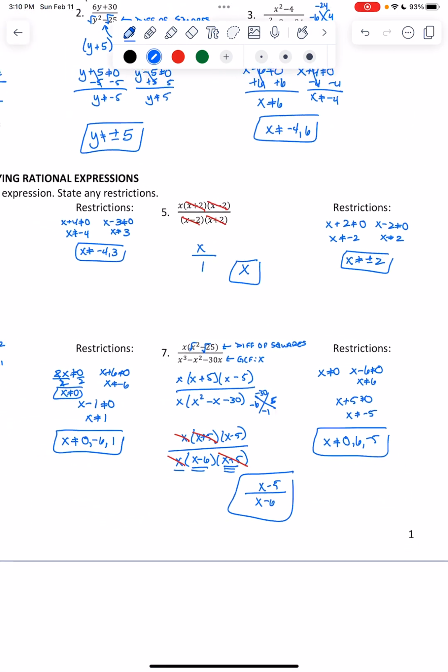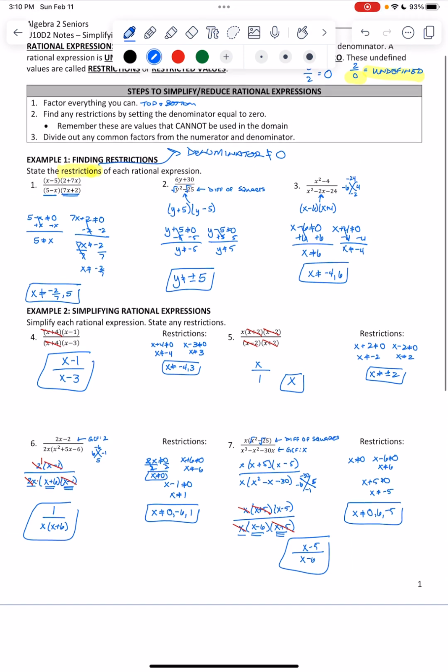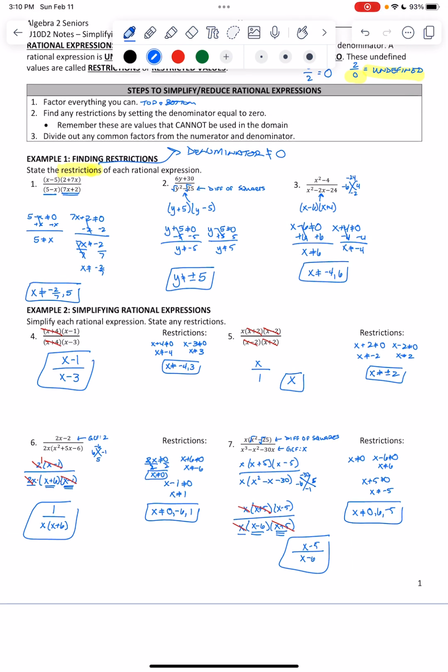So that's how we're going to find restrictions and simplify rational expressions, all right? So try out that homework and let us know if you have any questions.